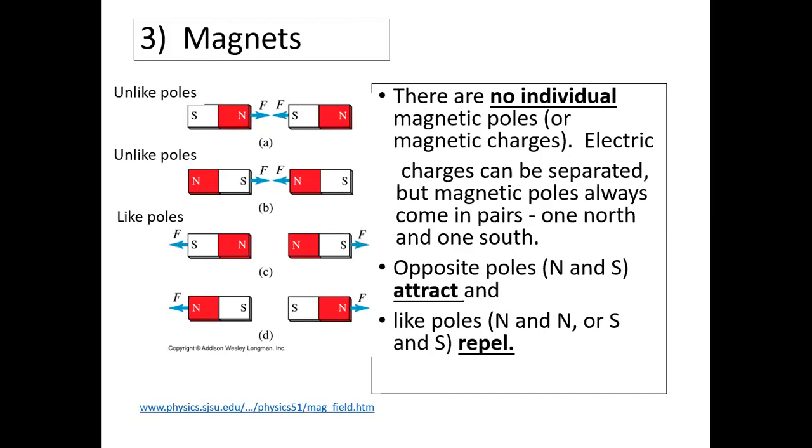Teacher, what do you mean by charges can be separated but magnetic poles always come in pairs? So you can have a positive charge, and you can have a negative charge separately. But here you cannot cut the magnet into a north and south pole. They are both together. The north and south pole exist together. If you cut the magnet, you still have a south pole here and a north pole here. That's what I mean. You cannot separate them. Understood.